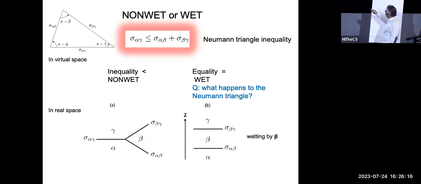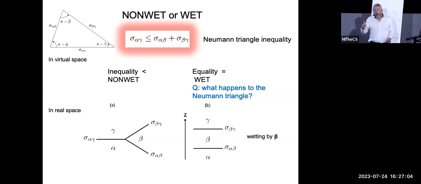And now my question to you is, when we go to the wet state, what happens to the Neumann triangle? I'll give you 30 seconds. So let's go back to our picture here. What happens to the Neumann triangle when we approach the wet state? When we undergo what is called the wetting transition. Yeah, tell me. It collapses. Perfect. So the Neumann triangle will collapse to a line. And then we reach the equality, and that's wet.